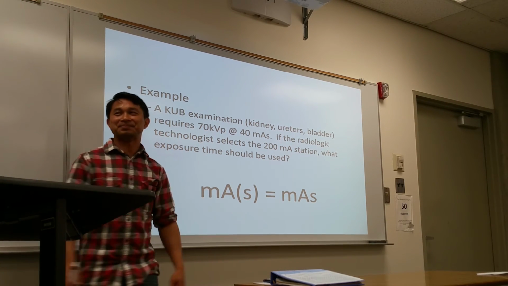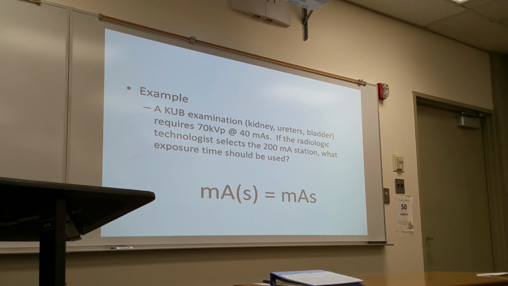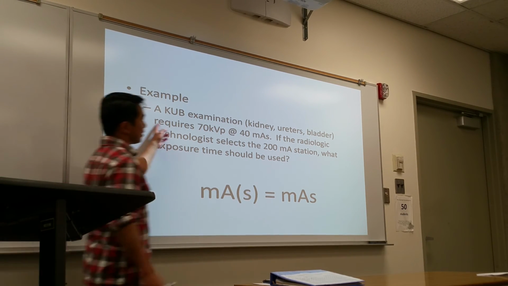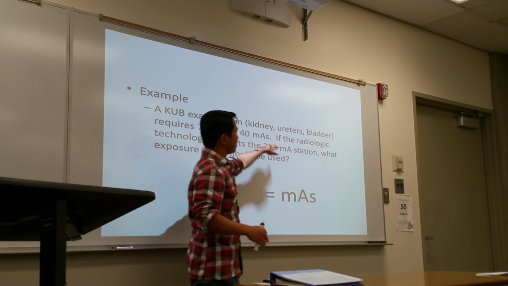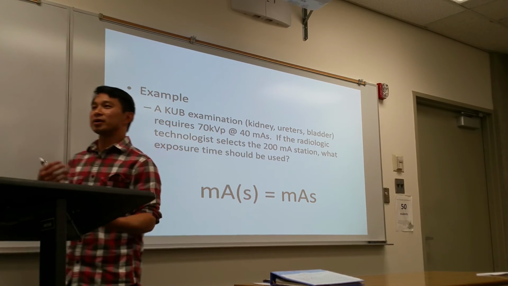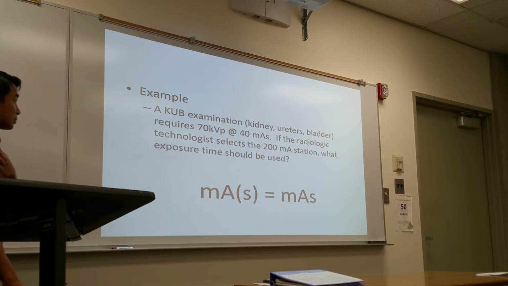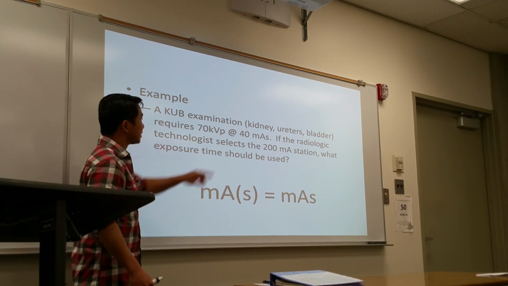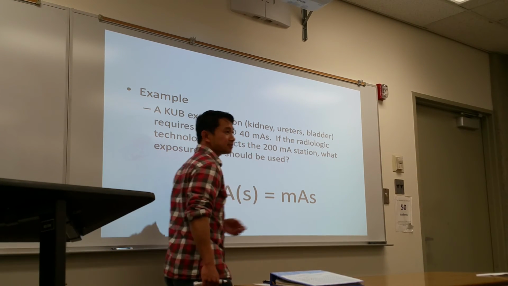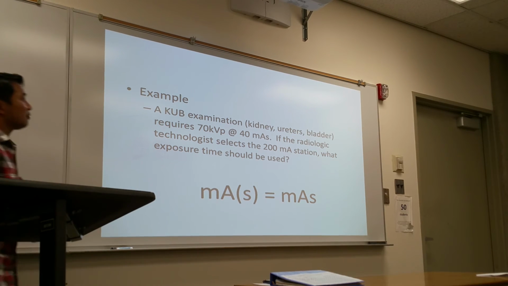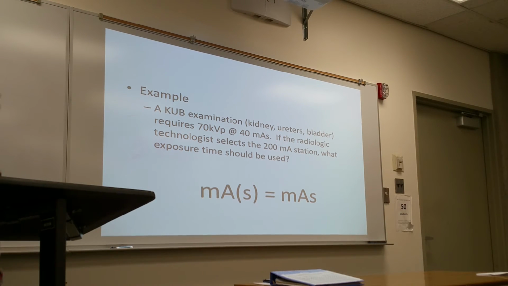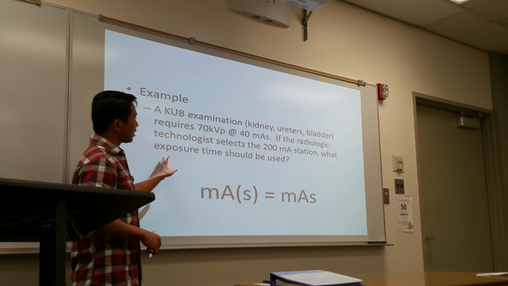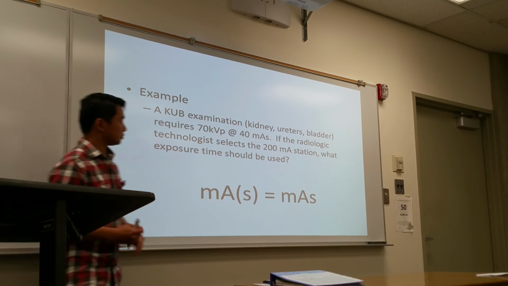So let's do an example. Let's say there's a procedure, a KUB examination. KUB means that in the X-ray you need to have the kidney, ureters, and bladder in the film. In other words, it's just an abdomen X-ray. It requires the following technique: 70 kV at 40 mAs. If the technologist selects 200 mA on the control console, what exposure time should be used?